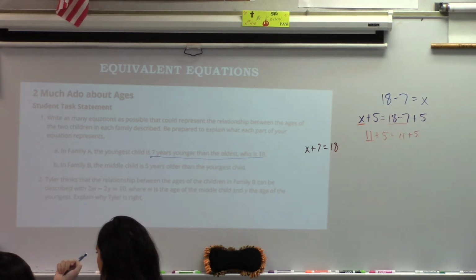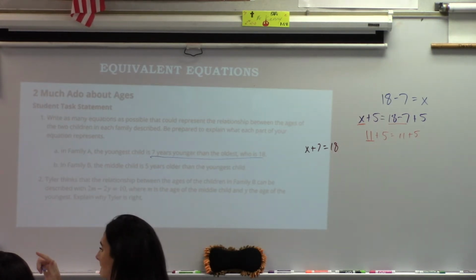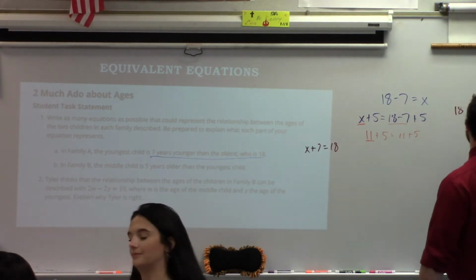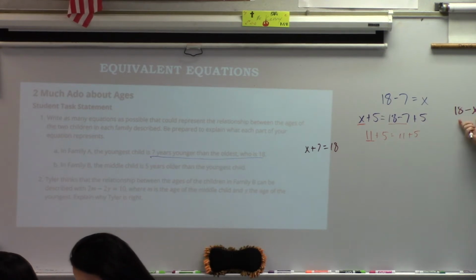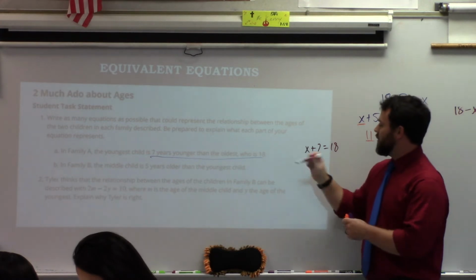Does anyone know another one? Give me what you think. 18 minus x is equal to 7. Because if I take the oldest child minus the youngest child, you get the difference in their ages, right? The difference in the age of the oldest and youngest is 7. Are there lots of ways to write equations here to represent the same idea? Yeah.